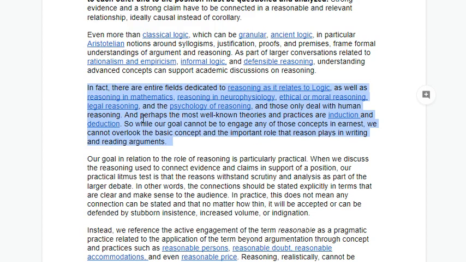And perhaps the most well-known theories and practices are induction and deduction. So while our goal cannot be to engage any of those concepts in earnest, we cannot overlook the basic concept and the important role that reason plays in writing and reading arguments.